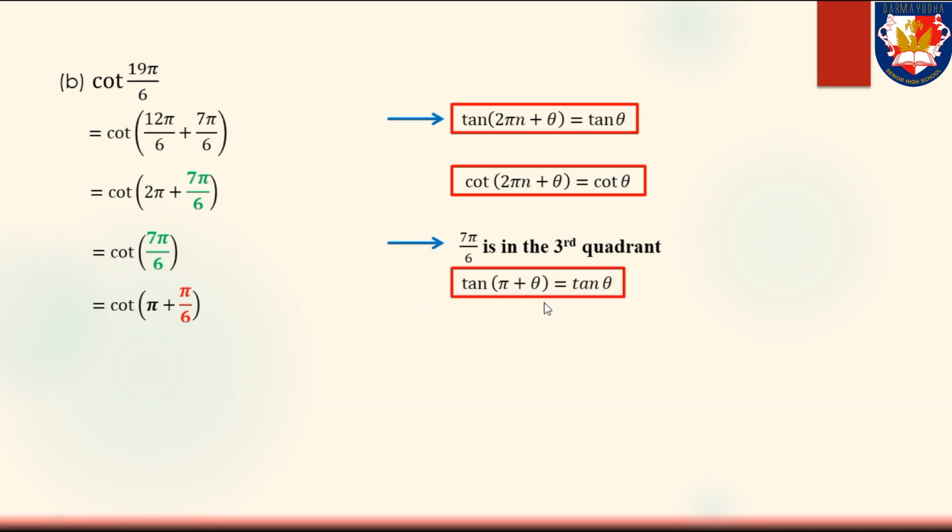Tangent of π plus θ equals tangent θ. From here, cotangent of π plus θ equals cotangent θ. So cotangent of π plus π/6 equals cotangent π/6. π/6 is already an acute angle, and π/6 equals 30 degrees. So cotangent 30 degrees equals square root of 3.